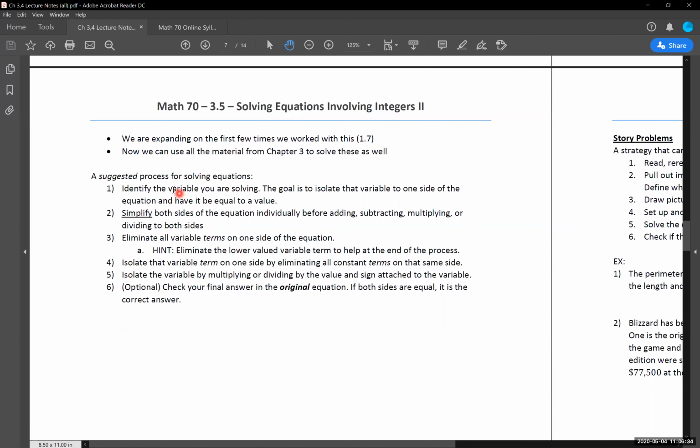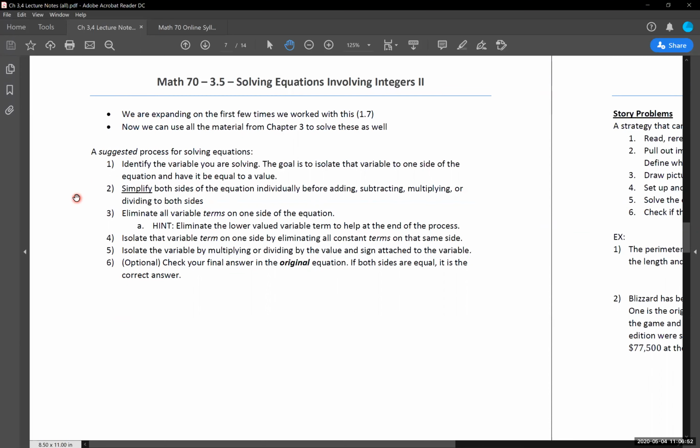Our process, we have some examples. We'll go through those and go from there. So, a suggested process for solving these equations. I'm saying suggested because there are a lot of subtle differences you could use when solving these. There are any number of other ways that some people go through and solve these, but I think this is the most straightforward one I could possibly give you.